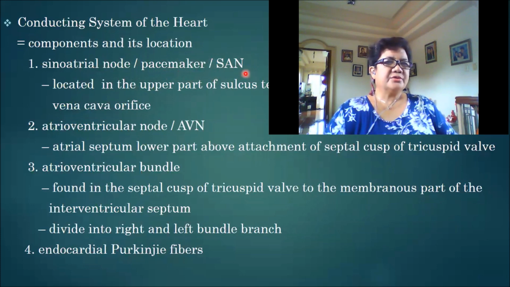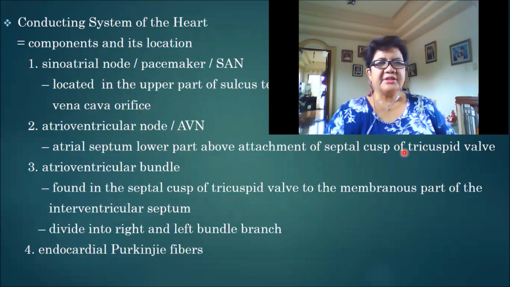So this is also known as your SAN, or sinoatrial node. This is located in the upper part of the sulcus terminalis to the right of the superior vena cava orifice. Then you have the atrioventricular node, or your AVN. This is found in the atrial septum, lower part of the above attachment of the septal cusp of the tricuspid valve.